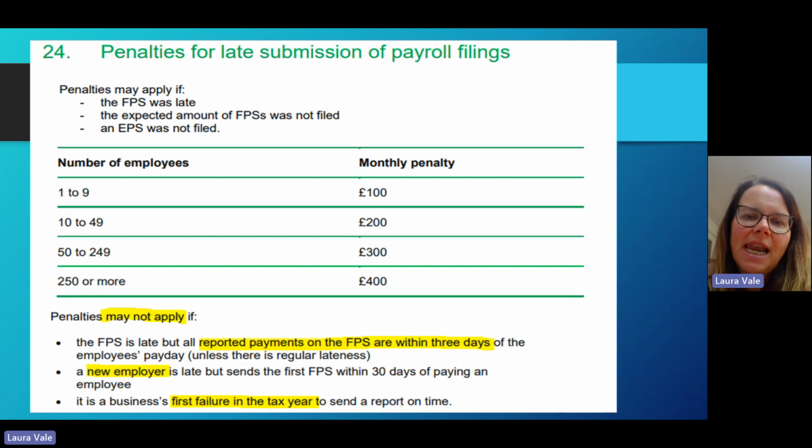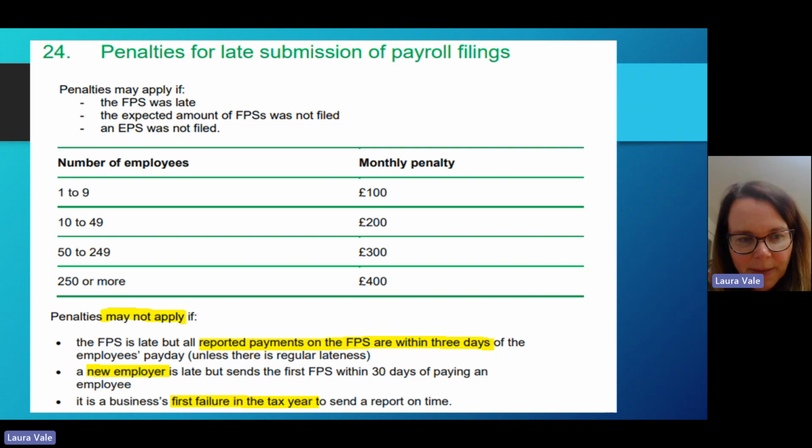So penalties for late submission of payroll filings. The easiest thing to do here is look at the AAT reference material. So penalties may apply if the FPS was late, the expected amount of FPS was not filed, or an EPS was not filed. And the penalty depends on how many employees the business has, as you can see here.